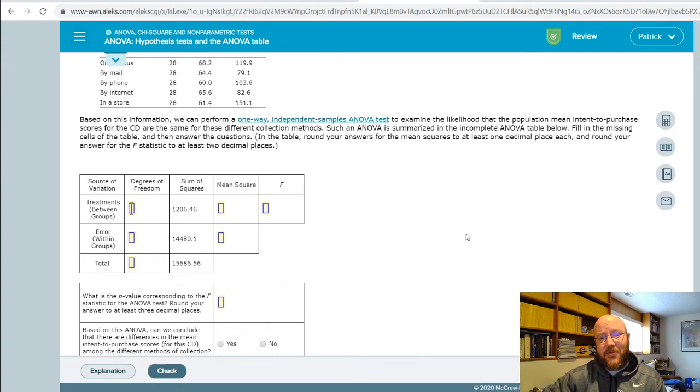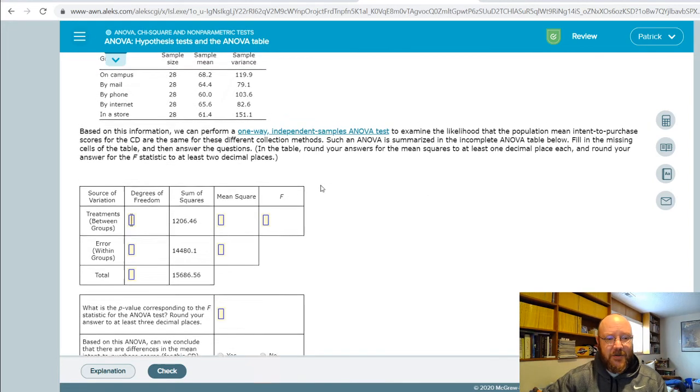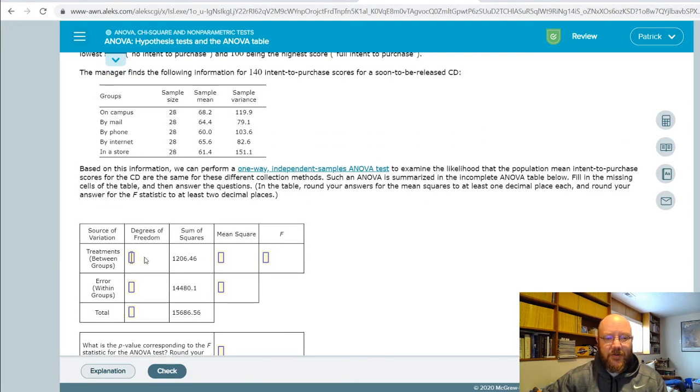And so if you haven't done those previous problems, this one's really difficult. All right, so first thing it's looking for is degrees of freedom directly from that other problem. So remember, numerator degrees of freedom up here is the number of categories minus one. So K minus one, so we have five categories minus one gives us four.